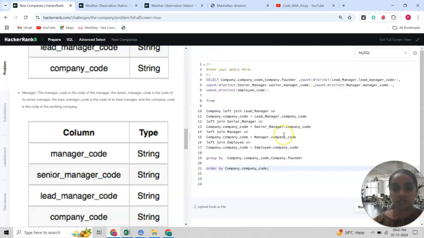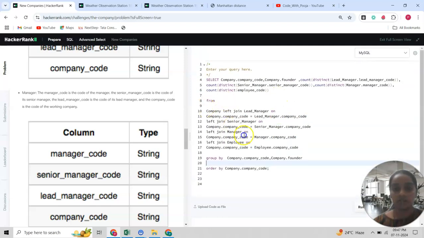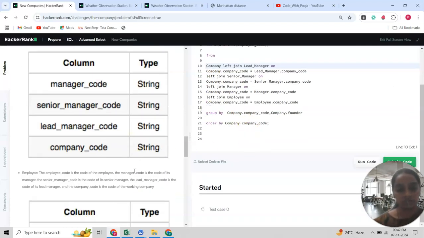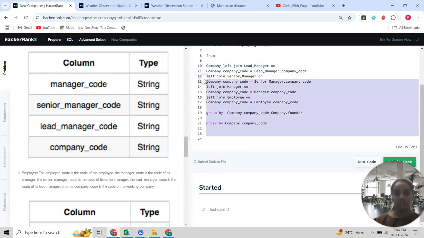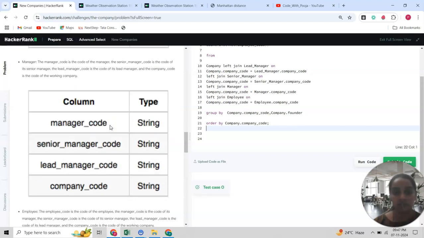Okay, so I'm ready to submit the code. I'm submitting it now, and it may take some time because the query was too lengthy, and the mapping between the tables was also quite complex. It's almost 20 minutes for only one query today. In my last video I had three queries, because the questions are increasing in level, this being a medium-level question.